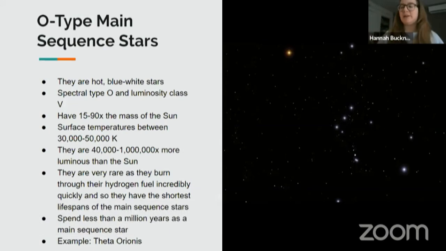I'll explain how big it is when we get there, because I do want to talk about Betelgeuse at one point, but that's also a really good question.